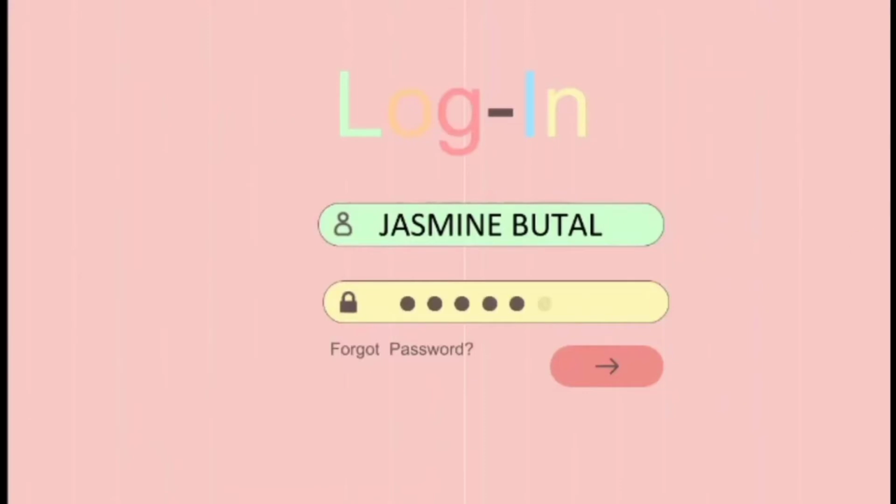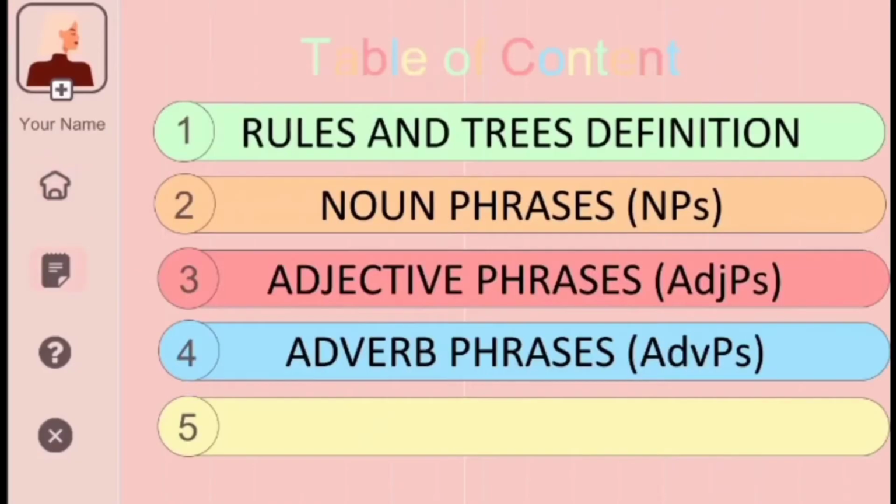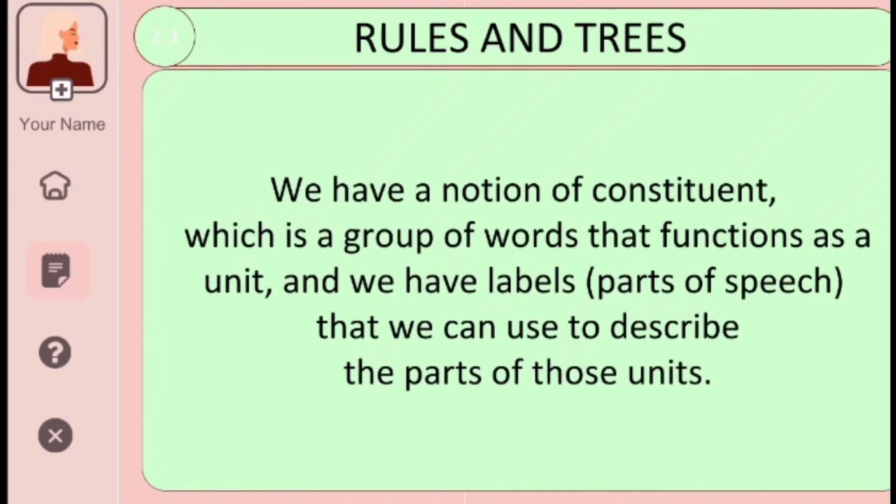So let's start our discussion of rules and trees. Now we have the tools necessary to develop a simple theory of sentence structure. We have a notion of constituent, which is a group of words that functions as a unit. And we have labels, or parts of speech, that we can use to describe the parts of those units.